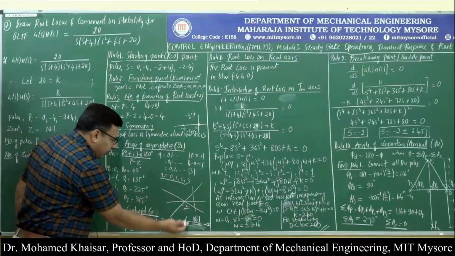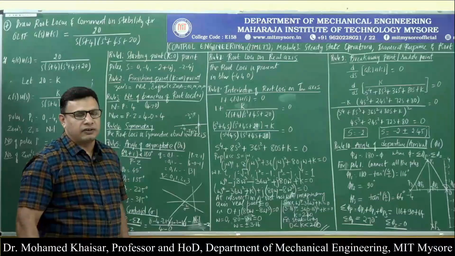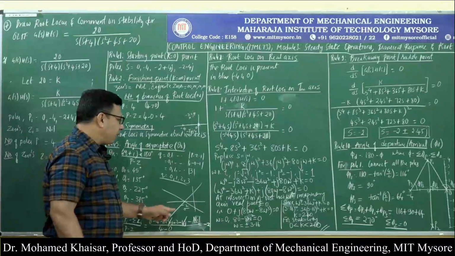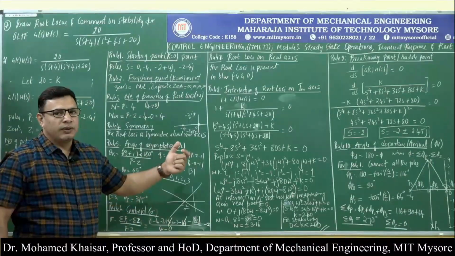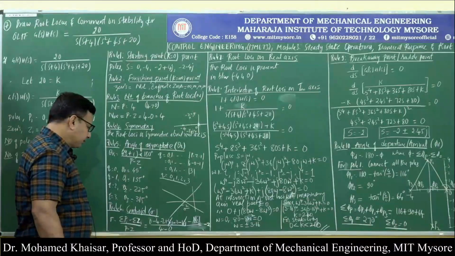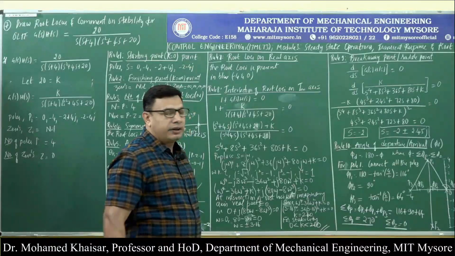So now, since here we find that two asymptotic straight lines are going to intersect the imaginary axis and move to the right half of the S-plane, therefore we can say that for intersection of root loci with the imaginary axis, rule number 8 is applicable. Then rule number 7, root loci on real axis.